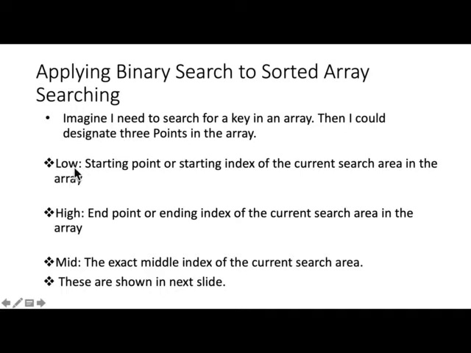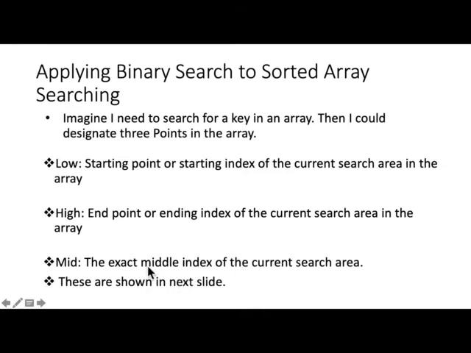A low point, which will be starting point or starting index of the current search area in the array. Now, if you want to consider a whole array, then that should be 0. But you can also always search portion of an array if you like, but otherwise it will be 0. And the high end point or ending index of the current search area in the array. So that will be simply your logical length minus 1. And if array is filled to the capacity, that will be capacity minus 1. And then there is a mid index, exactly middle index of the current search area.